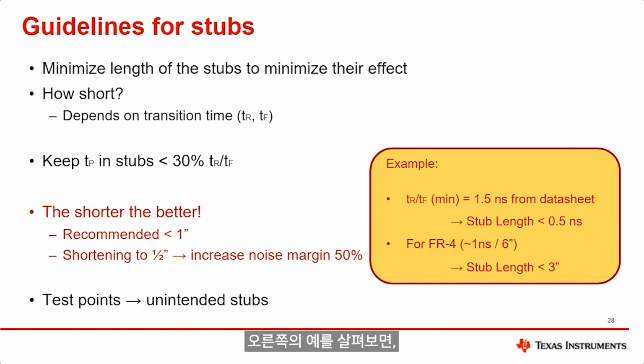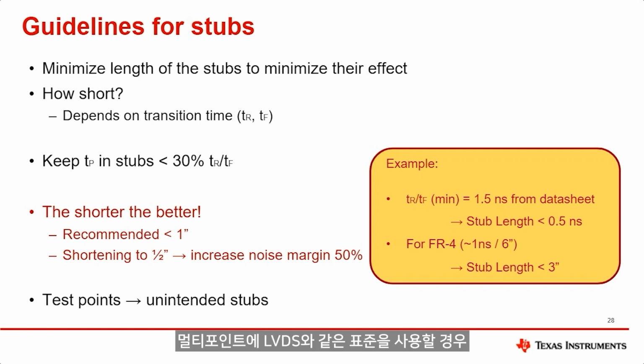So to take a look at an example on the right-hand side, you can gather the rise and fall times from the datasheet of your M-LVDS driver. In this case, 1.5 nanoseconds. Using the rule of thumb of less than 30% of the rise and fall time, that would mean your stub length would need to be less than 0.5 nanoseconds. For FR4, this would indicate a stub length of less than 3 inches.